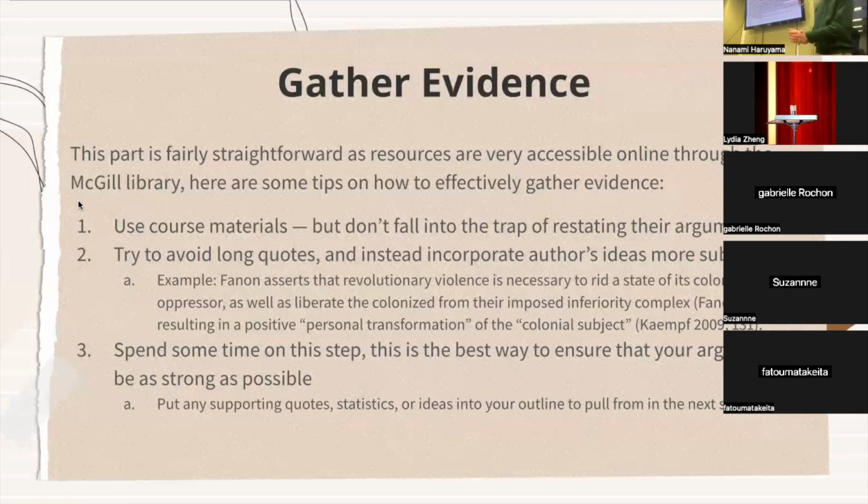Next is gathering evidence. This is pretty straightforward, especially given how easy it is to find things online. So use course materials. Don't fall into the trap of just restating the argument from lecture material and sources that your professor gives you. You want to have your own creative argument, but definitely use those.